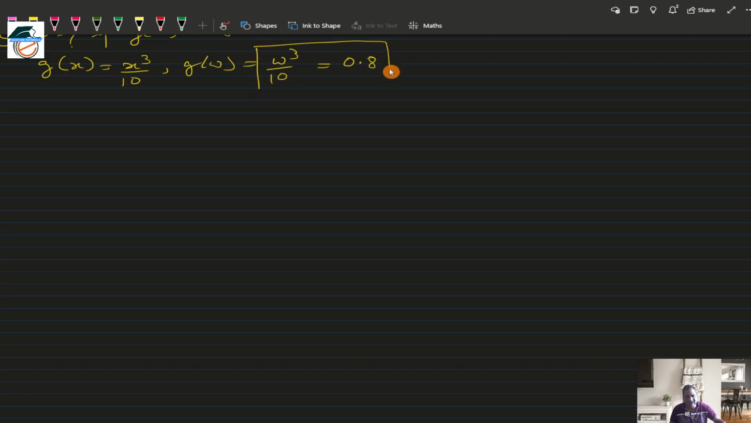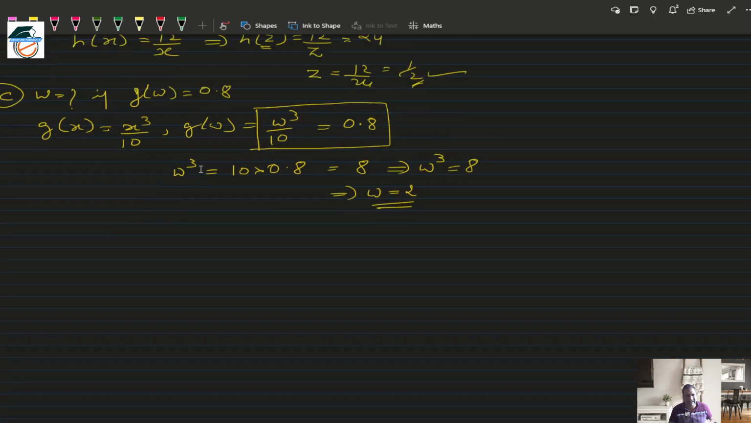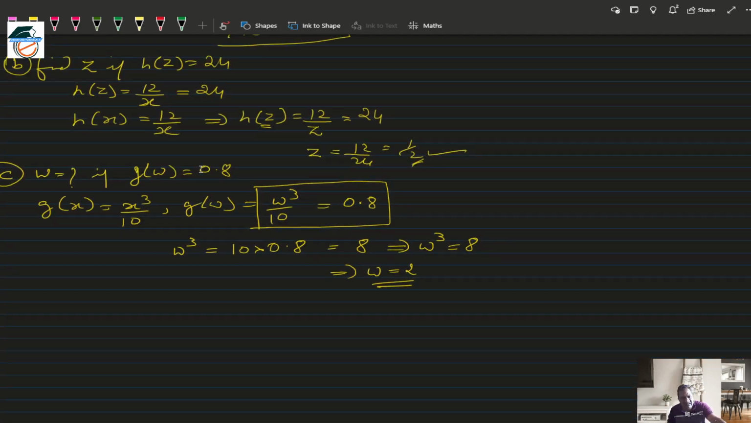Considering this, we'll get w cube equal to 10 times 0.8, which is equal to 8. So w cube is equal to 8. This means that w will be equal to 2, isn't it? So your answer for w is 2. So this was question number 18, the C part, and the answer you get is w is equal to 2. So 18C, the answer is 2.